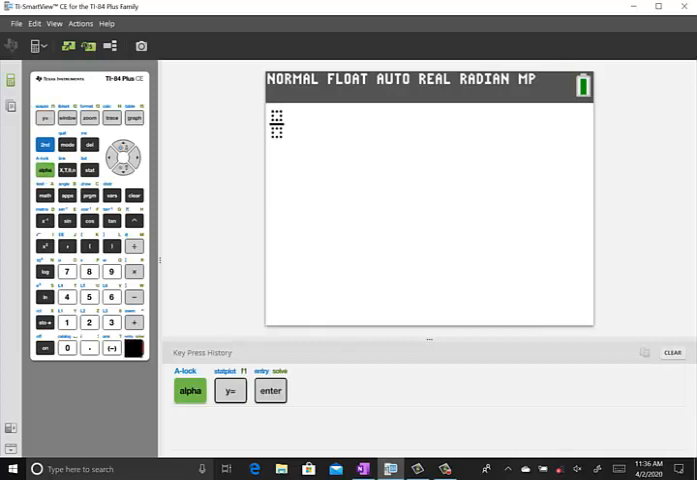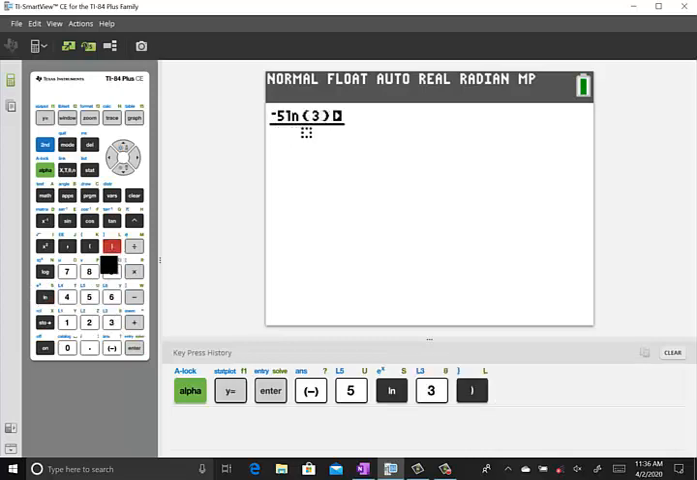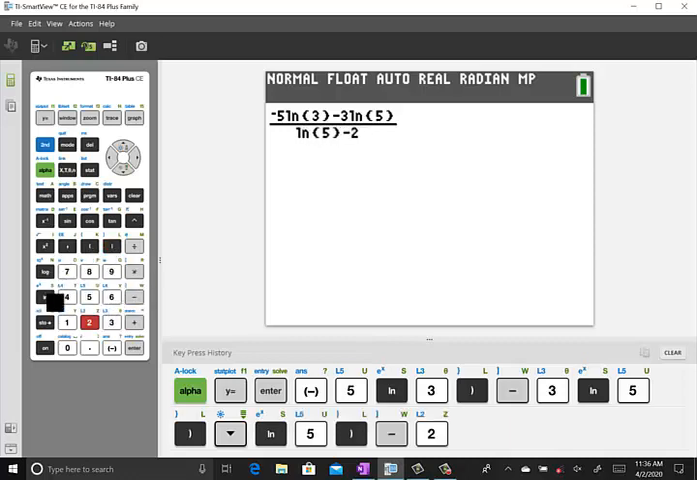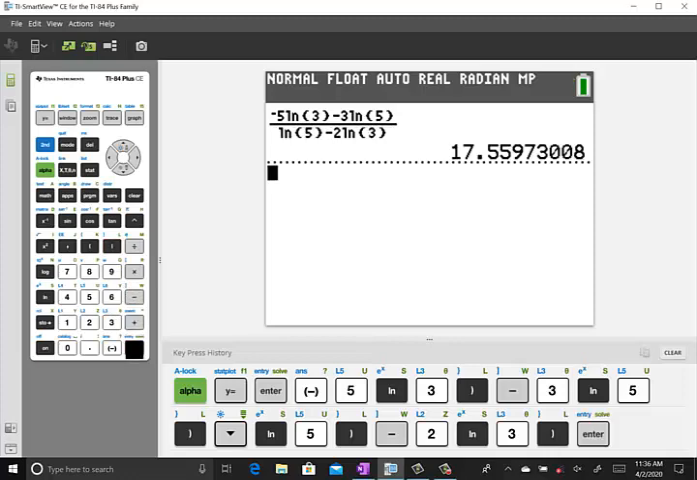We get our fraction bar. So on top we have negative 5 ln 3, so ln is right here, and then minus 3 ln 5. And on the bottom we have ln 5 minus 2 ln 3. And press enter. And we have our approximate solution of 17.56. I'll write it down afterwards.